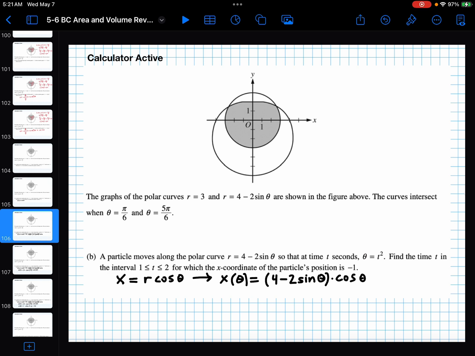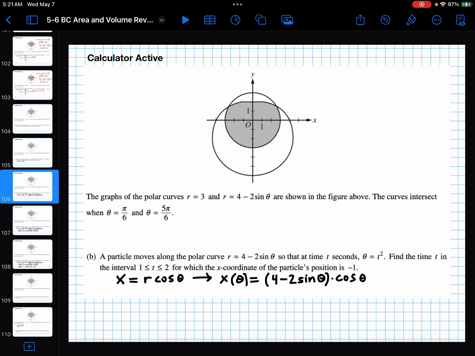So once I write out what x of theta is, now I'm just going to replace all my thetas with t squareds. So x of t will be, everywhere there's a theta, I replace it with something in terms of t, and I know theta is equal to t squared. So I get this business here, right? And they want to know what this is equal to at -1.